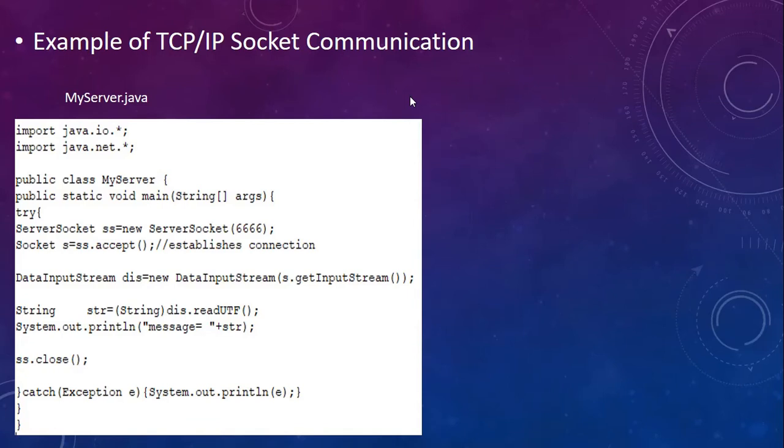So myserver.java will have code for the server socket, for the communication end from the server side, and myclient.java file will have the communication details with respect to the client machine. Okay, so let us see the code in detail.